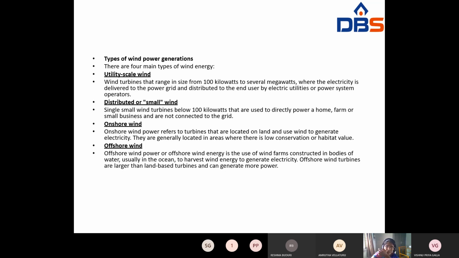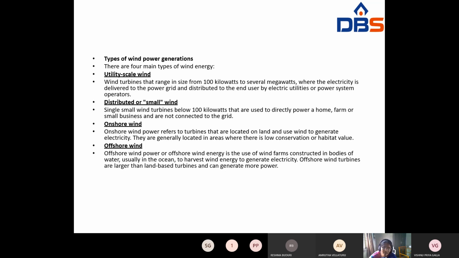That is nothing but the distributed or small wind. Utility wind means you can produce 100 kilowatts to several megawatts, and you have to deliver that power to the power grid. You have to store the power and transmit it for utility purposes. But for our home or some small business, which is not connected to the grid, only for domestic and business purposes, you have to construct a small wind turbine, small windmills. So those are nothing but the distributed or small wind.